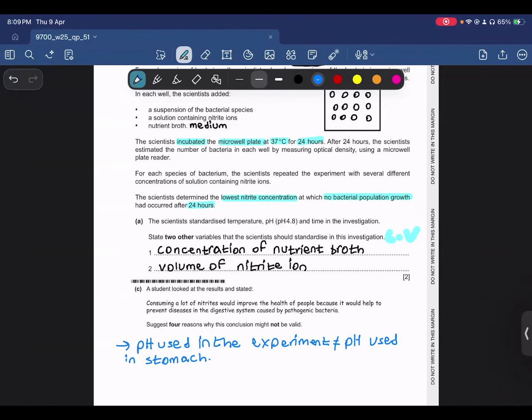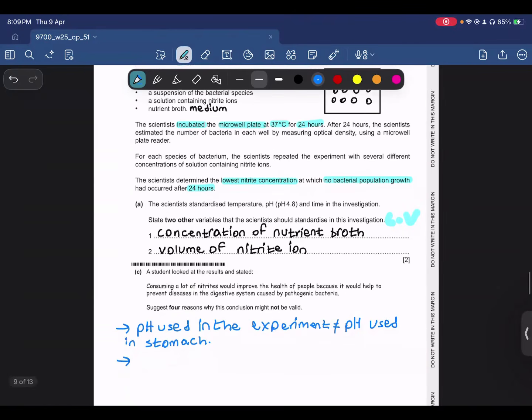3 more. So nitrites could be toxic maybe. The nitrites could be toxic. थोड़ा सा elaborate. I didn't get you. Like basically maybe the nitrites could cause some side effects in the digestive system. Could cause some, makes sense, makes sense. Could cause some side effects in the digestive systems. बिल्कुल.